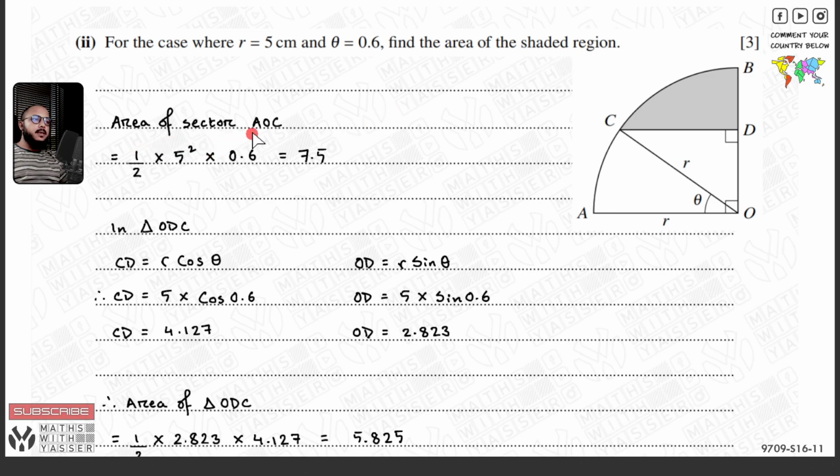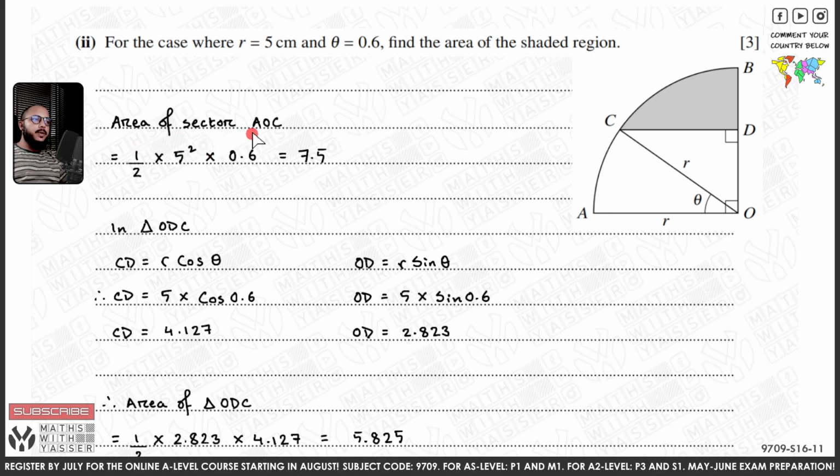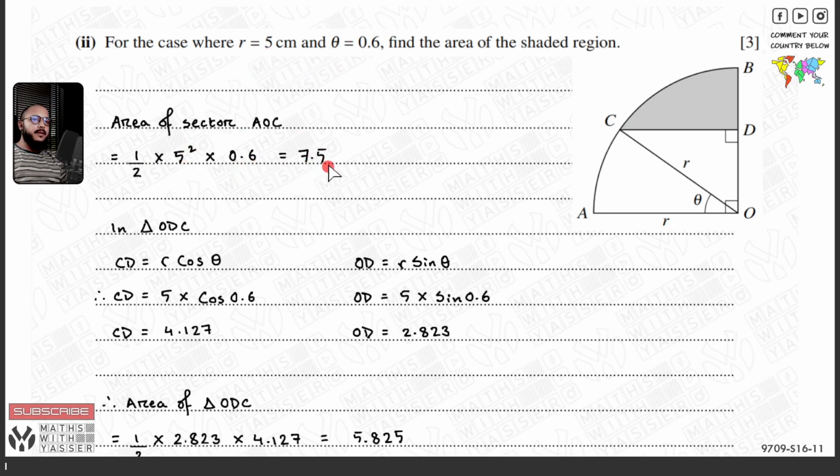So area of the sector AOC. What I'm trying to do here is, in order to find the area of the shaded region, my plan is to find these two areas. This is the sector AOC and this is the triangle ODC, and then I will add these two and take it away from the area of the complete sector, which is AOB. So the area of the sector AOC is half r squared theta. So half, the radius is given as 5 and theta is 0.6, that gives us 7.5.